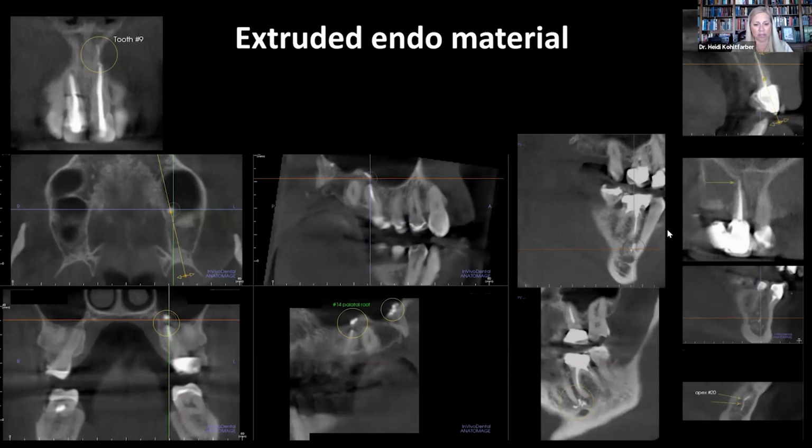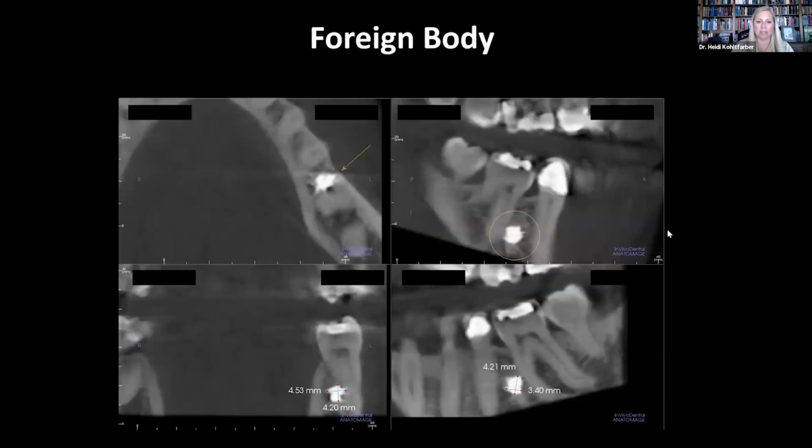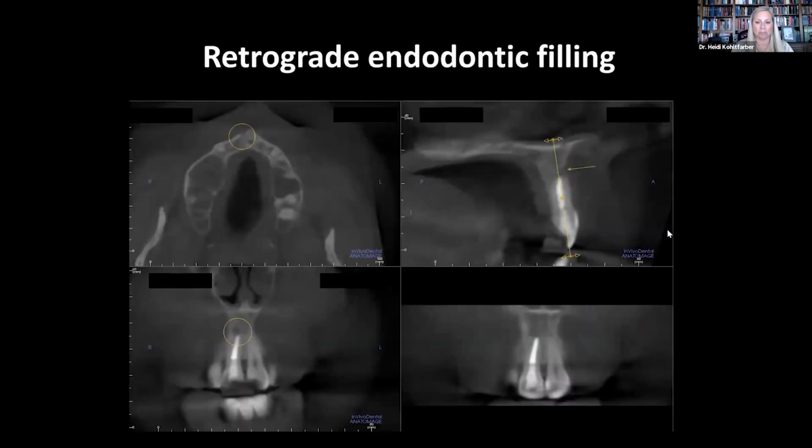In fact, many times it doesn't, but we can definitely see that. Any type of foreign body, if a patient sticks anything in their body that calcifies or is hyperdense, we can see that. Here we have a retrograde endodontic filling. We have an apical hypodensity. See that right there. Majority of our endodontic treatments will have a small apical hypodensity. We call that a fibrous healing defect.